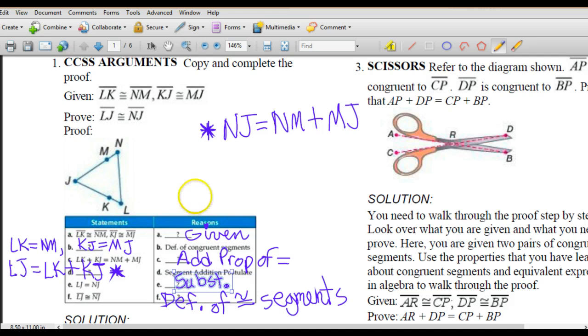And definition of congruent segments, once again, says that if two segments have the same length, then they are congruent. So since we know that they have the same length in the previous statement, now we get to state that they are in fact congruent by this definition. This is the reason why we get to say it.